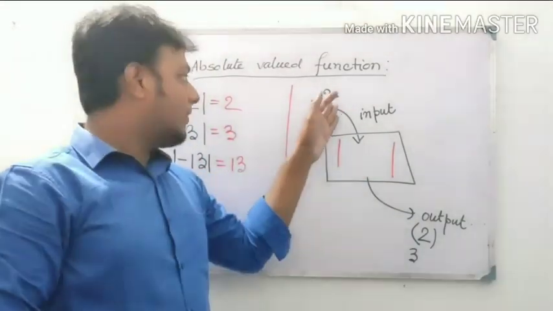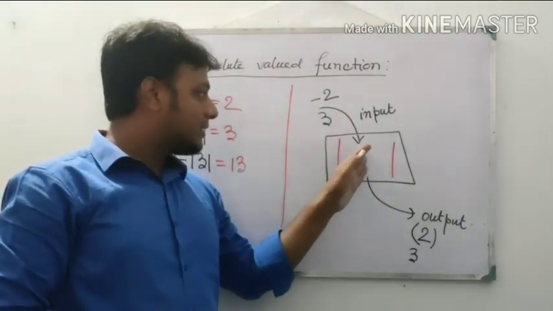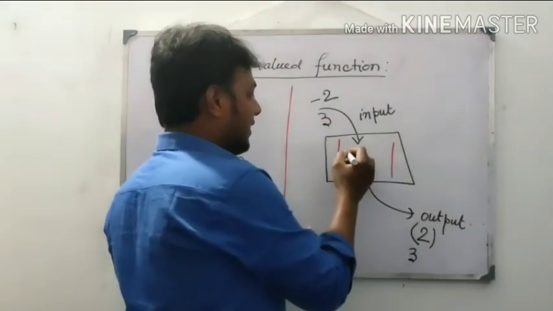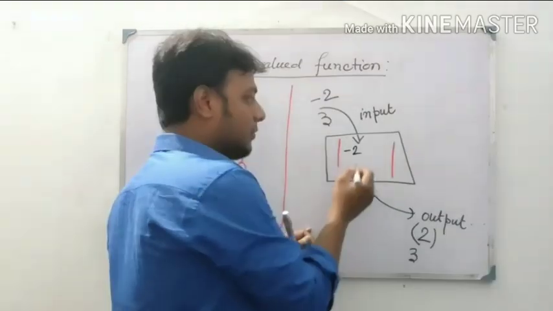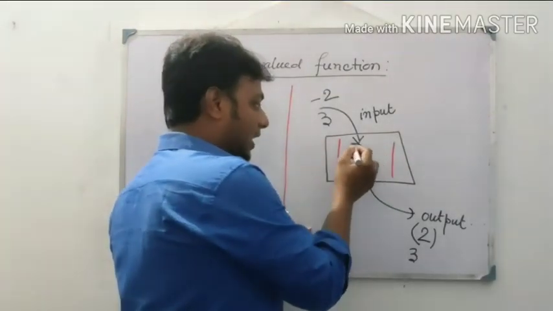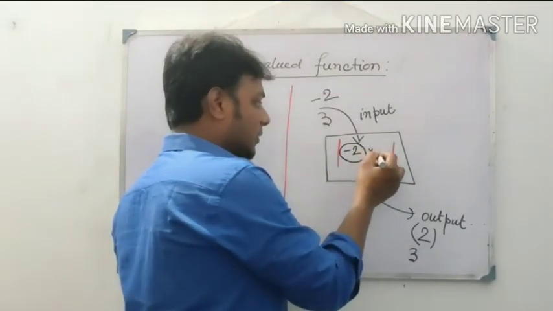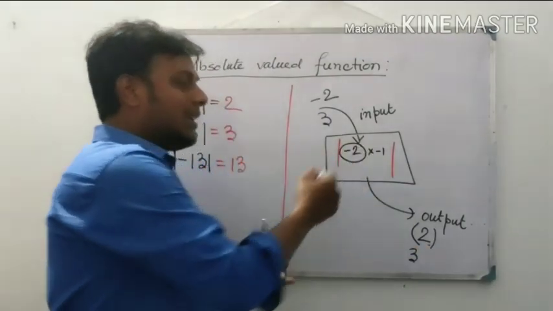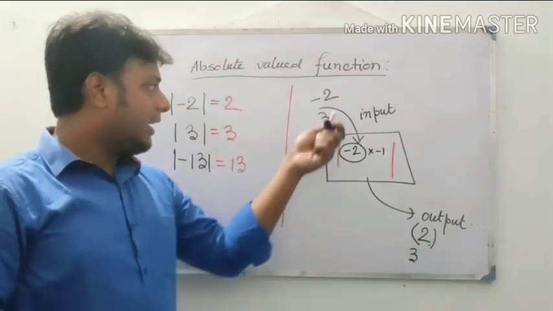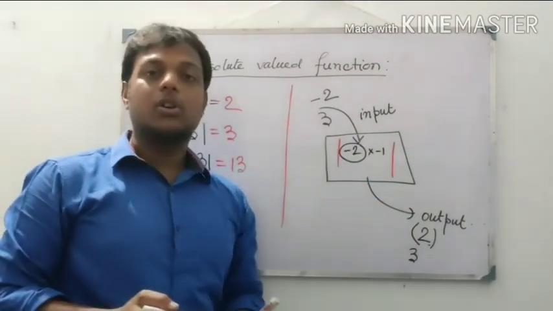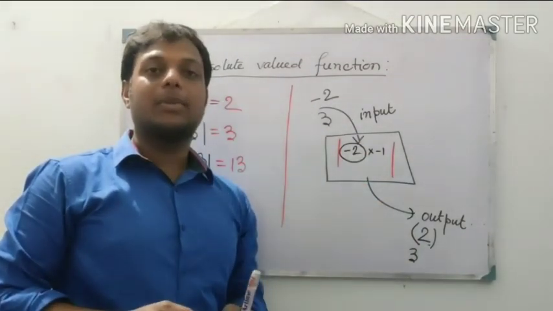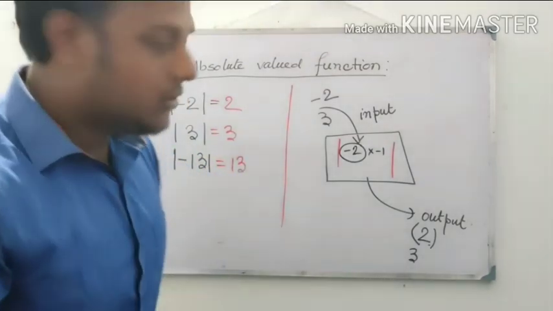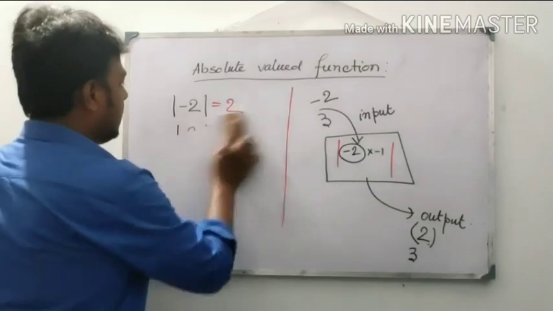See, for -2, this machine will identify that the number is -2, so negative. Just after identifying, it will multiply it by -1 and it will become positive. So this is the internal process by which a negative number is converted into positive. How? By multiplying by -1. This is the internal programming. So look at the board.